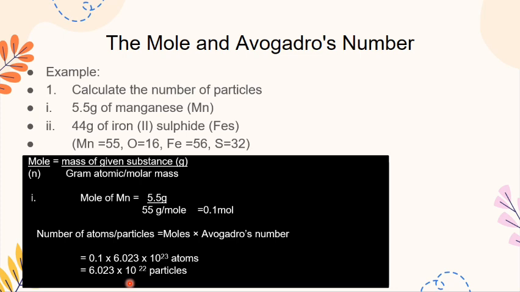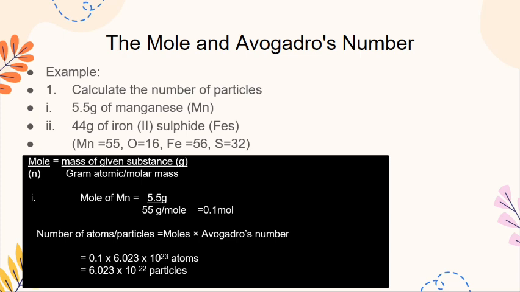Okay, so please always remember that they can use these terms interchangeably. Sometimes they'll say calculate the number of particles, sometimes they'll say calculate the number of atoms, sometimes they'll say calculate the number of molecules. In our case, you are still going to follow this formula. As you can see here, number of atoms or number of particles.